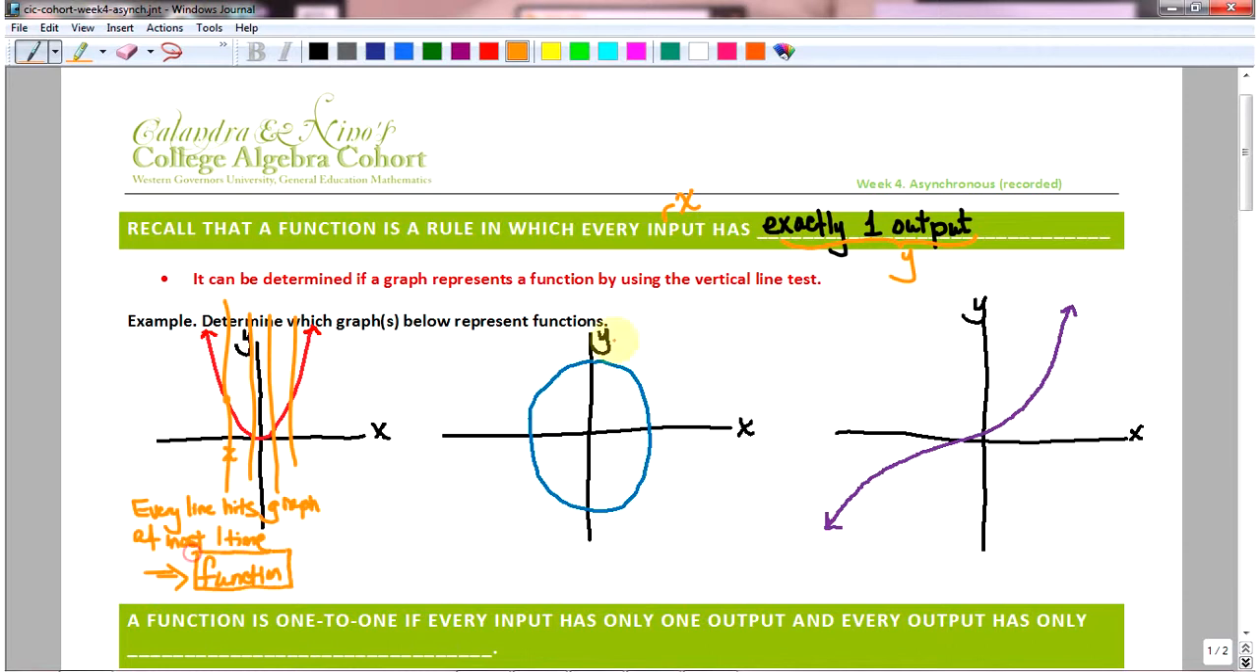Now, if we look at our second graph, I see that if I draw a vertical line, it's possible to draw one that intersects the graph in more than one point. So notice for this single x value, there are two y values that are associated with it, and that contradicts the definition of a function. So since it intersects twice, this is not a function.